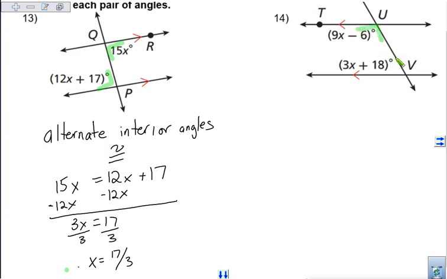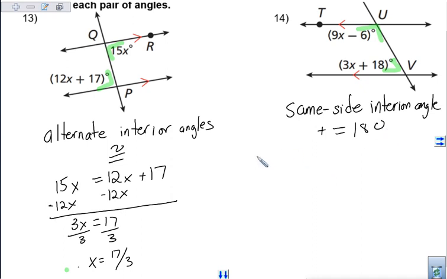On our next one, we're looking at 9x minus 6 and 3x plus 18. These are on the same side of our transversal, and they're both interior angles, so these are same side interior angles. And what do we know about same side interior angles? When the lines are parallel, they are not congruent, they are supplementary, they add to equal 180 degrees. So that's what we're going to do. We're going to add 9x minus 6 plus 3x plus 18 and set it equal to 180 degrees.